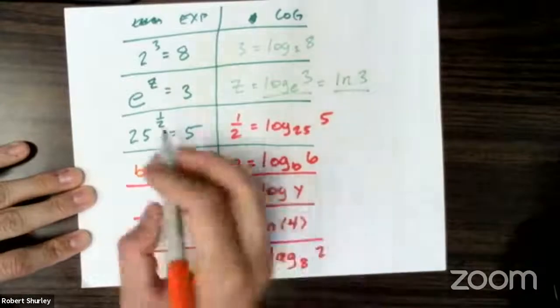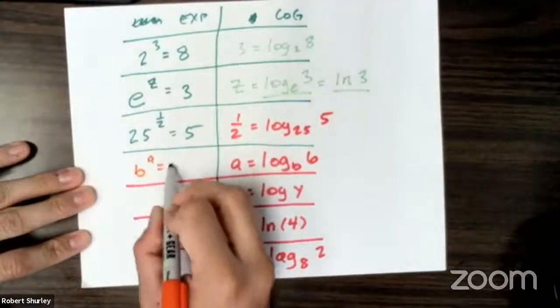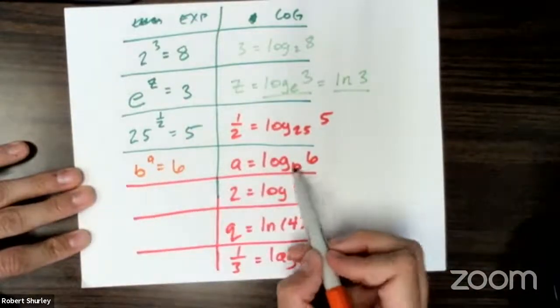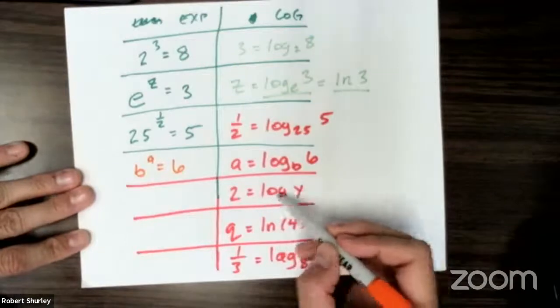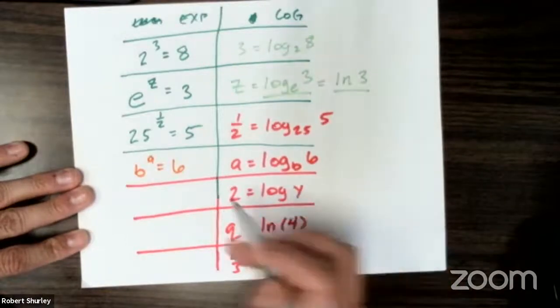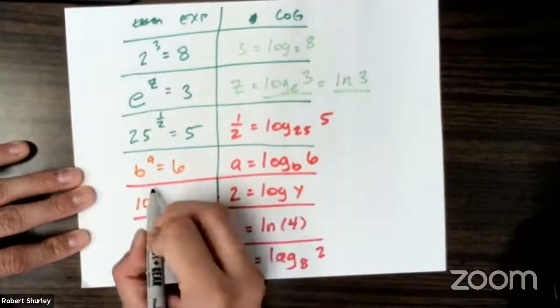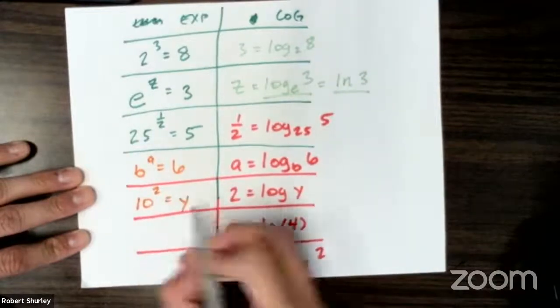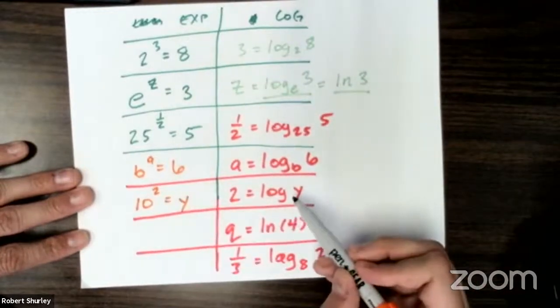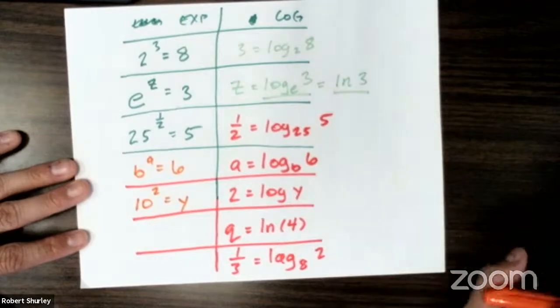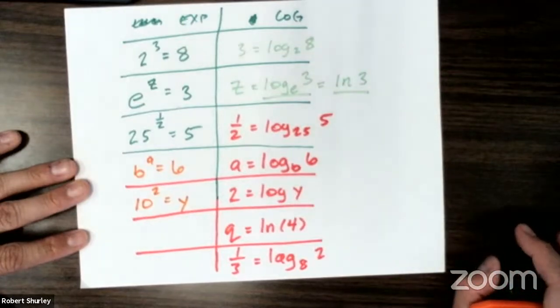B, now we're going to raise it to the a power equals 6. So b to the a equals 6. Now the log, remember if there's nothing there, it's a 10. So this means 10 squared equals y. Now we know that's 100, but that's kind of neat. Okay, so 10 squared equals 100.